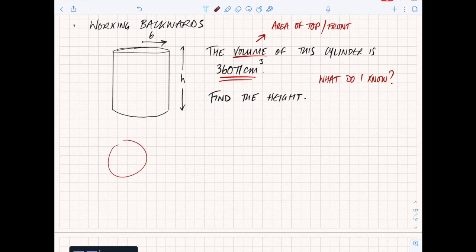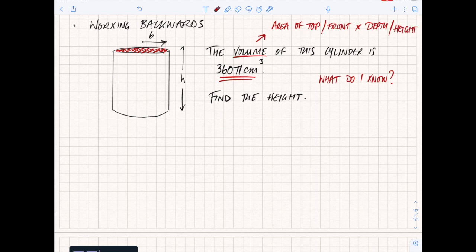And the reason I say that is because if the cylinder was drawn this way round, if it looked a bit like that, excuse the dodgy drawing, like it was laying on its side, that would be the front. But where it's drawn this way round, the area of the top is what we're going to be looking for, okay? So it's the area of the top or the front, and then it's times by the depth, or in this case, the height, okay?